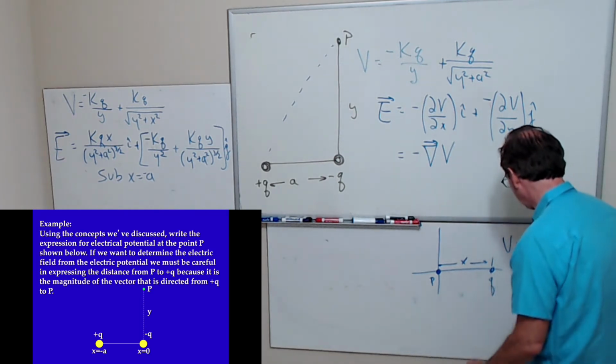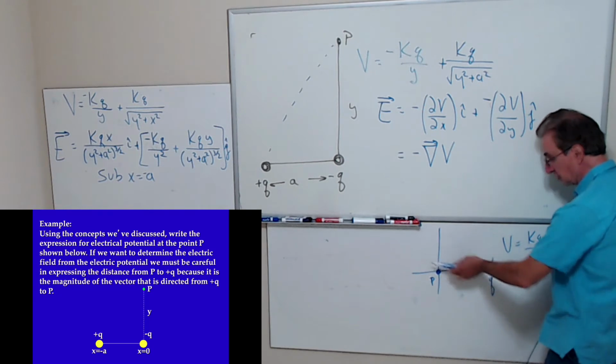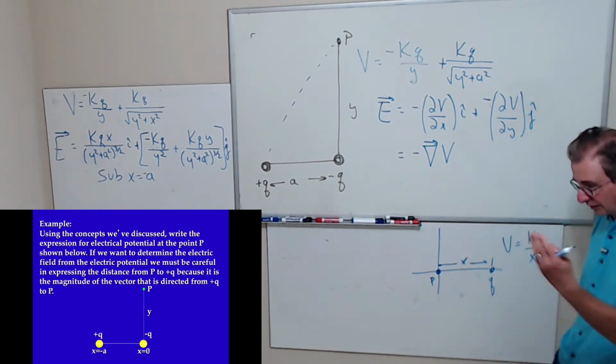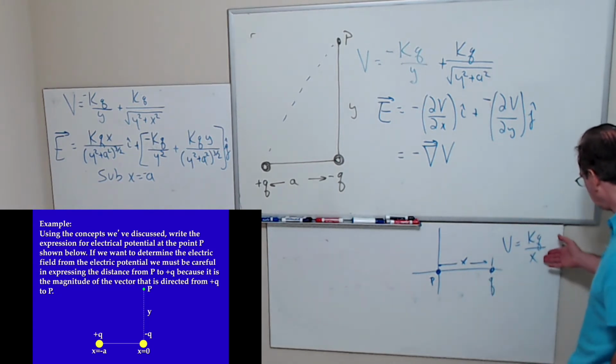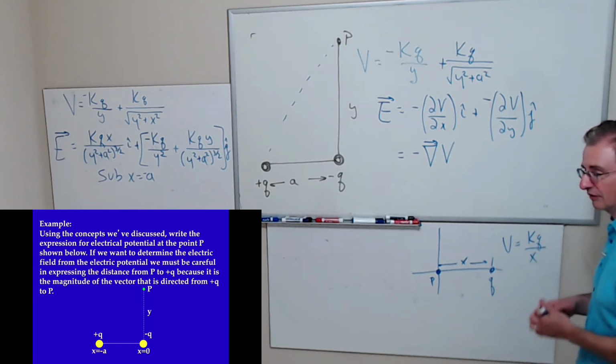And you can tell, the electric field points away from the charge, so the electric field should point in the negative x direction. So see if you get something that points in the negative x direction when you take the derivative of this.